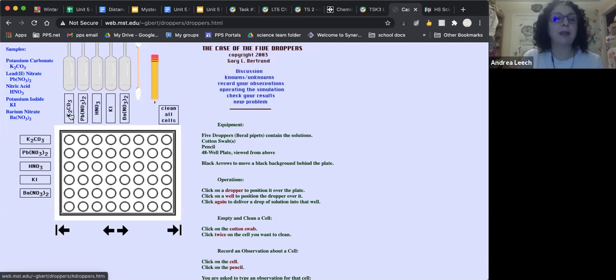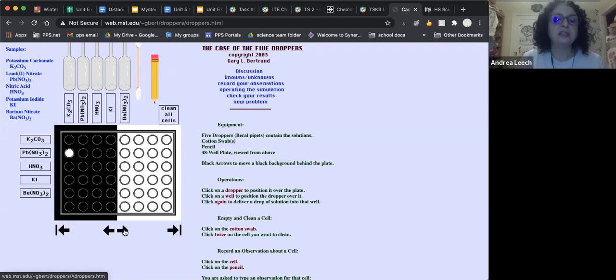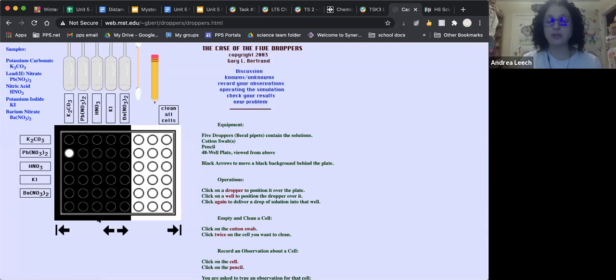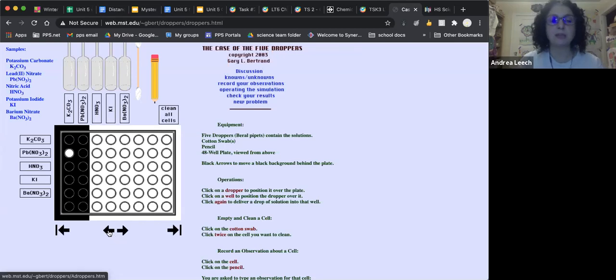So I would want to vertically say this K2CO3 fills all these 5, and this PbNO3 fills all of these 5. And then once you've got them filled vertically, you're going to fill them horizontally. And then what you want to do is, if you click this across, it makes the background black so that you can see white precipitates. And then if you want to see if you have a gray or a black precipitate, you can change it back to being white. That's what these little arrows at the bottom do.